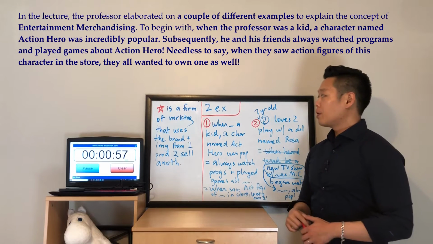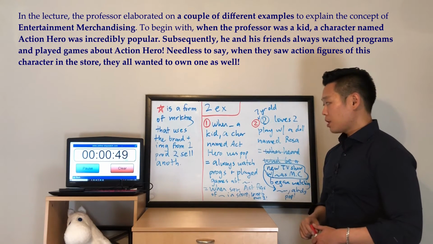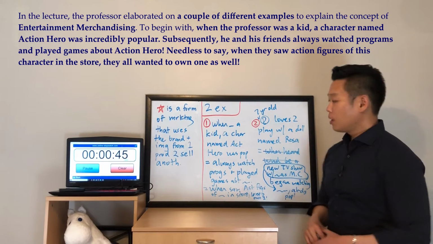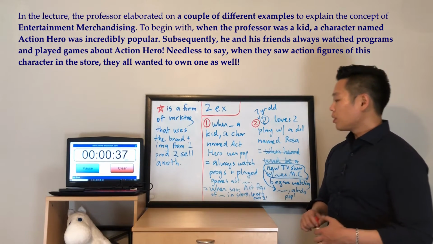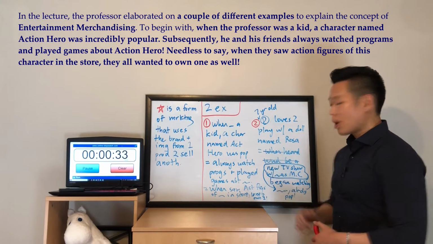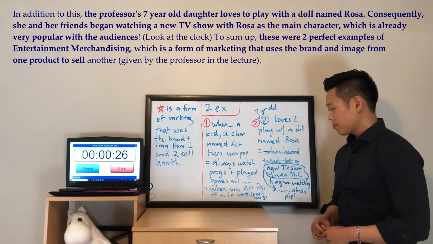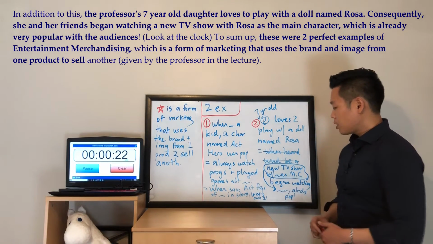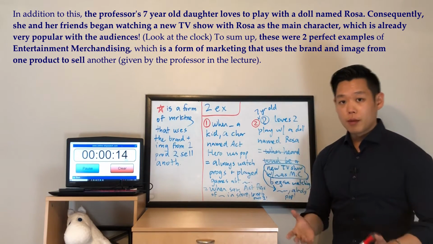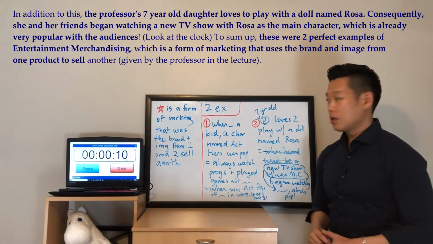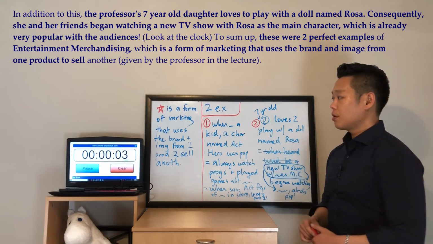In the lecture, the professor elaborated on a couple of different examples to explain the concept of entertainment merchandising. To begin with, when the professor was a kid, a character named Action Hero was incredibly popular. Subsequently, he and his friends always watched programs and played games about Action Hero. Needless to say, when they saw action figures of this character in the store, they all wanted to own one as well. In addition to this, the professor's 7-year-old daughter really loves to play with a doll named Rosa. Consequently, she and her friends began watching a new TV show with Rosa as the main character, which is already very popular with the audiences. To sum up, these were two perfect examples of entertainment merchandising, which is a form of marketing that uses the brand and image from one product to sell another, given by the professor in the lecture.